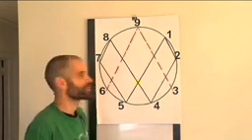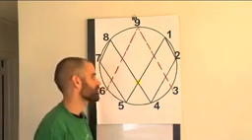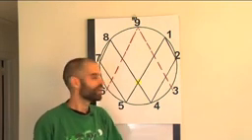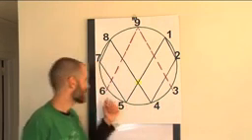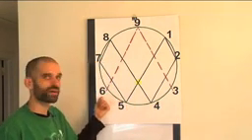Let's take 3 at first, since it's the smallest, the simplest. What happens when I double 3? 3 doubled becomes 6. Okay. Well, 6 doubled then becomes 12.